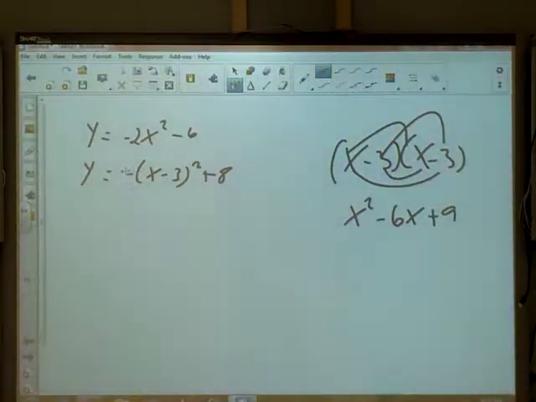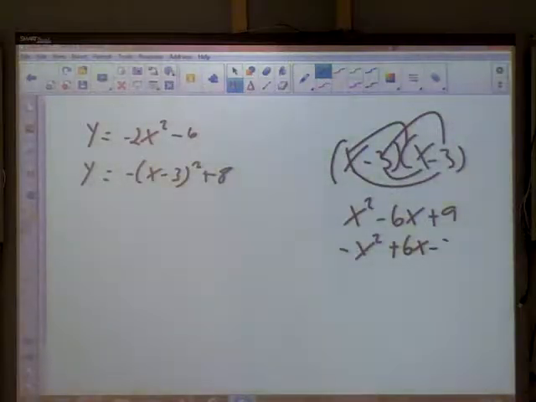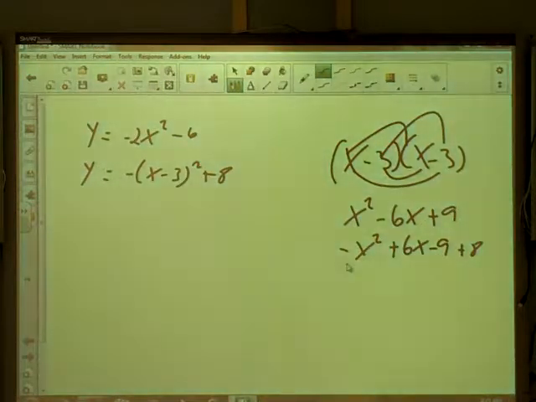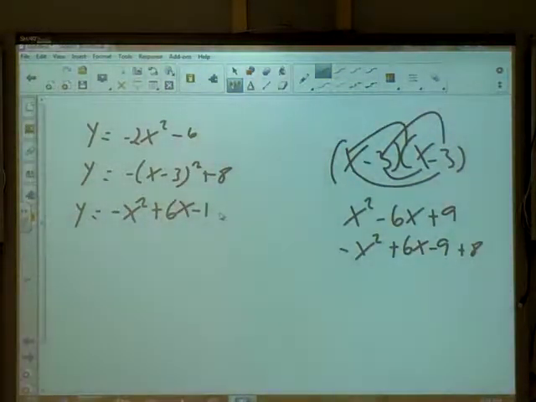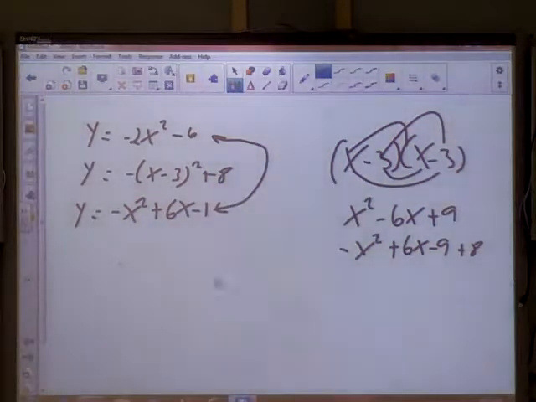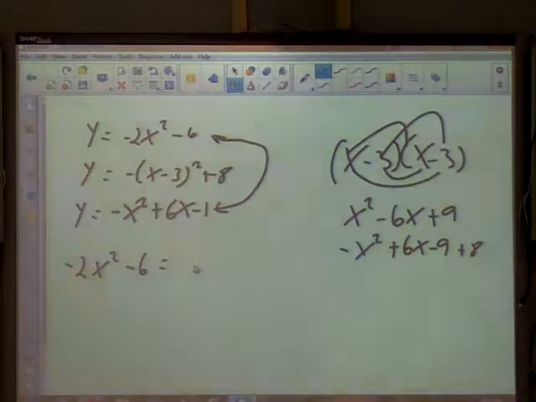Now after that, look what's out in front of that whole thing. So now I got to make all that stuff the opposite sign. Distribute a negative to it. Then the last piece of that's got a plus 8. So if you add that 8 to that negative 9, you end up with y equals negative x squared plus 6x minus 1. So now, I'm going to set those two equal to each other. I got negative 2x squared minus 6 equals negative x squared plus 6x minus 1.